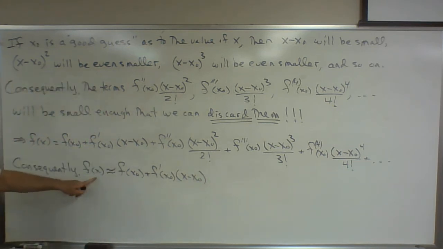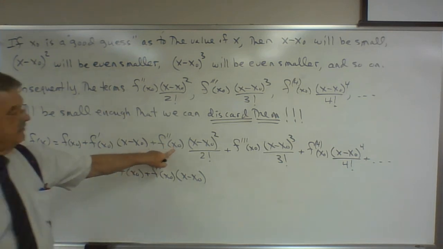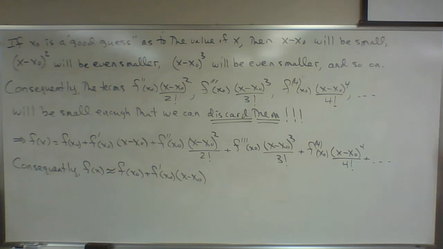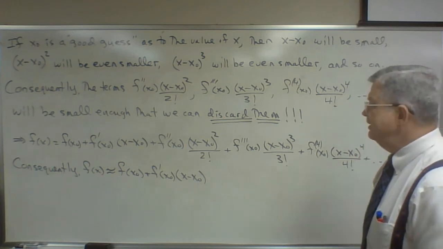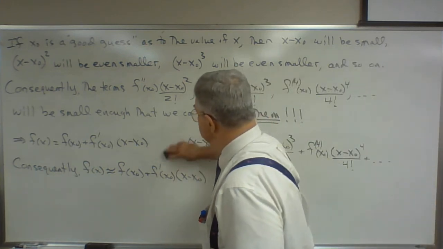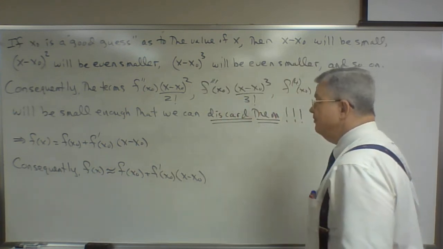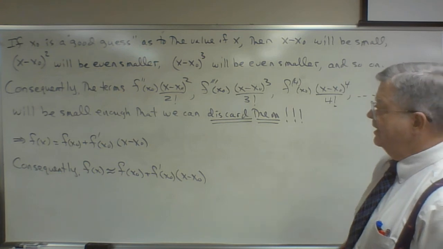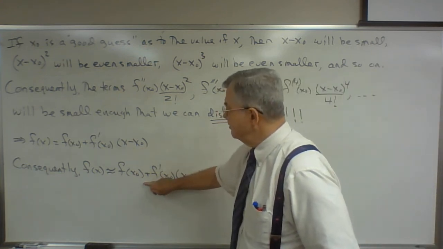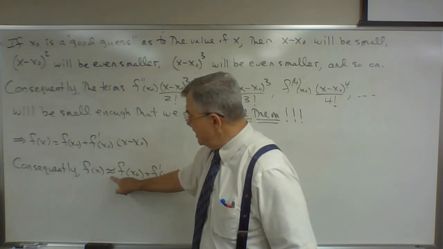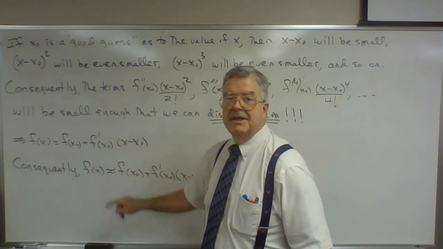So how did I get this? I just threw this term and this term and this term and this term and this term. I just threw them all in the wastebasket. I took all of these terms that are kind of small and just threw them away. And that left me with this. Now, they're not equal, but they're close. That's why I say approximately equal.